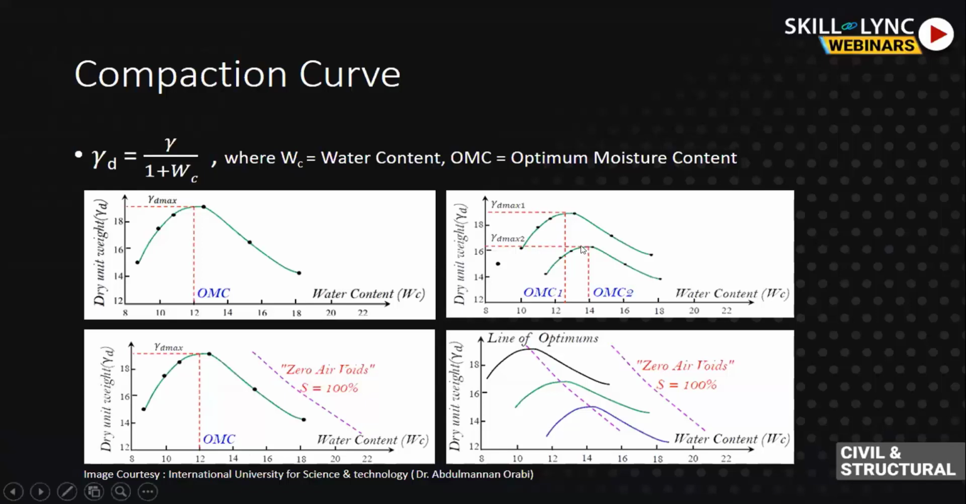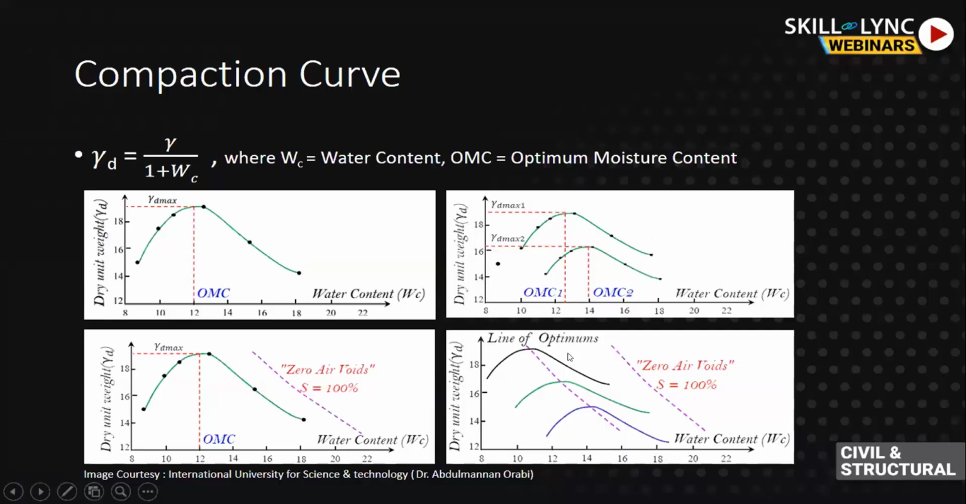In the third figure, each compactive effort for a given soil has its own optimum moisture content. As the compactive effort is increased, the maximum density generally increases and the OMC decreases. This is shown in this figure, where the optimum moisture contents OMC1 and OMC2 have been described.